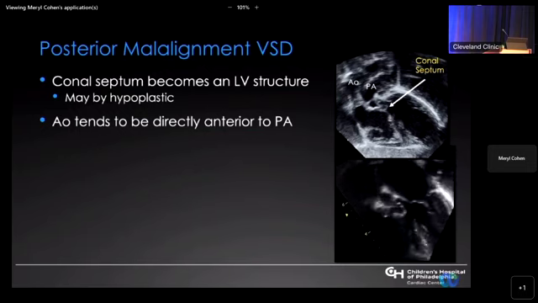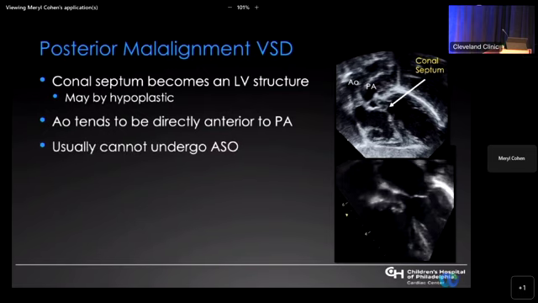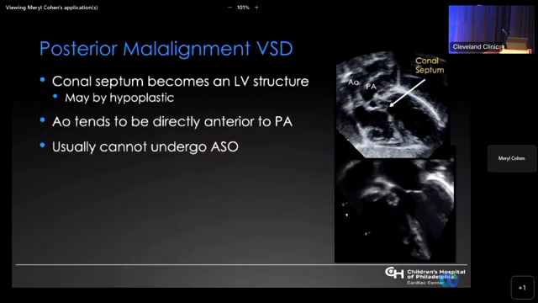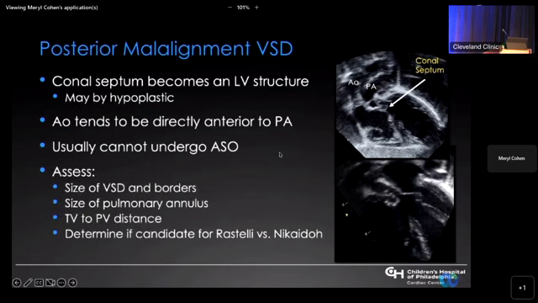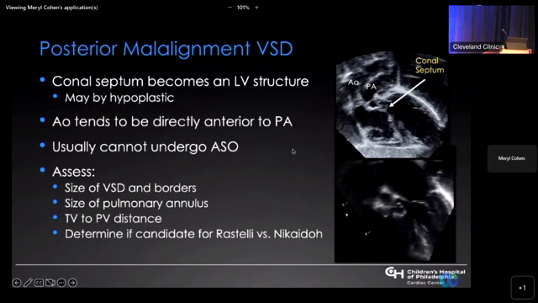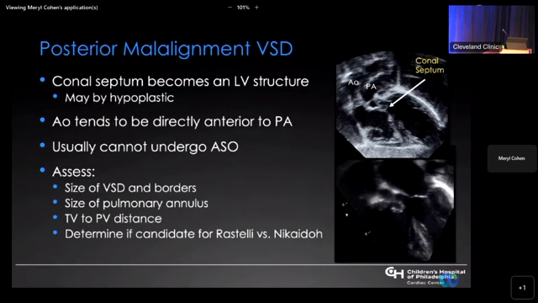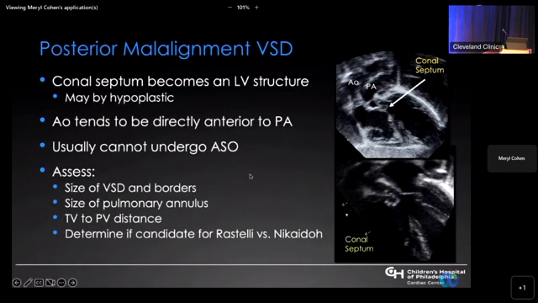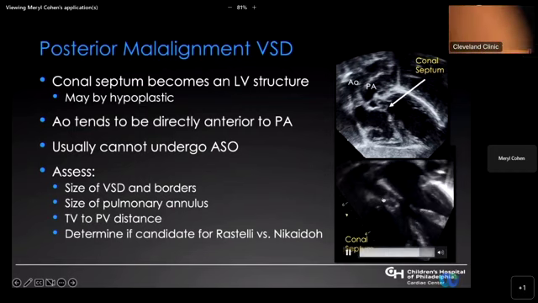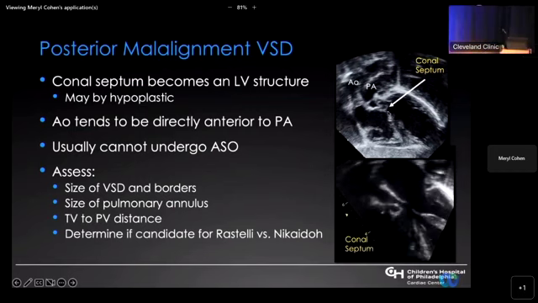The aorta tends to be directly anterior to the pulmonary artery in this setting. These patients typically cannot undergo an arterial switch operation because the pulmonary outflow is so hypoplastic. So it's important to assess the VSD and the borders, the size of the pulmonary annulus. You can see it's quite small in this particular setting.